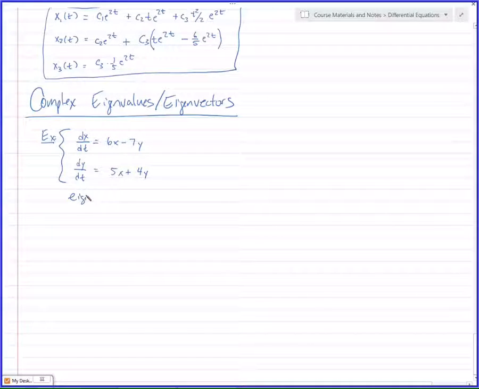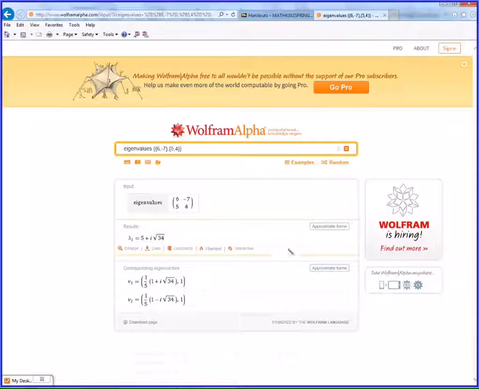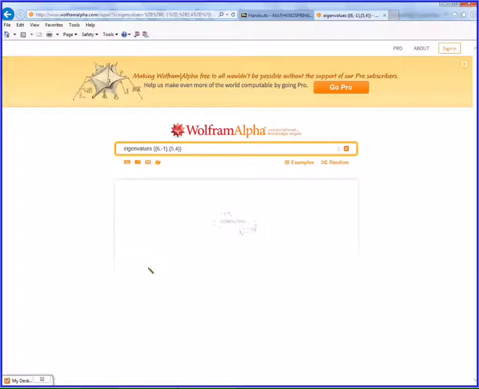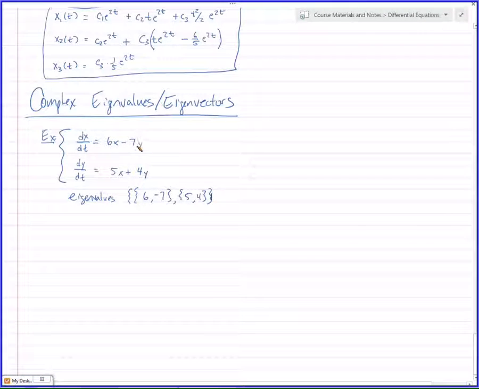So I'm going to do eigenvalues of the matrix 6, negative 7, 5, 4. Not negative 7, negative 1. I don't know where I got that 7. Take the 7 off and just make it negative 1. I want some neater ones to start with. Although we could do it, it'll be better for our first example to not be so nasty. So just make it 6x minus y.